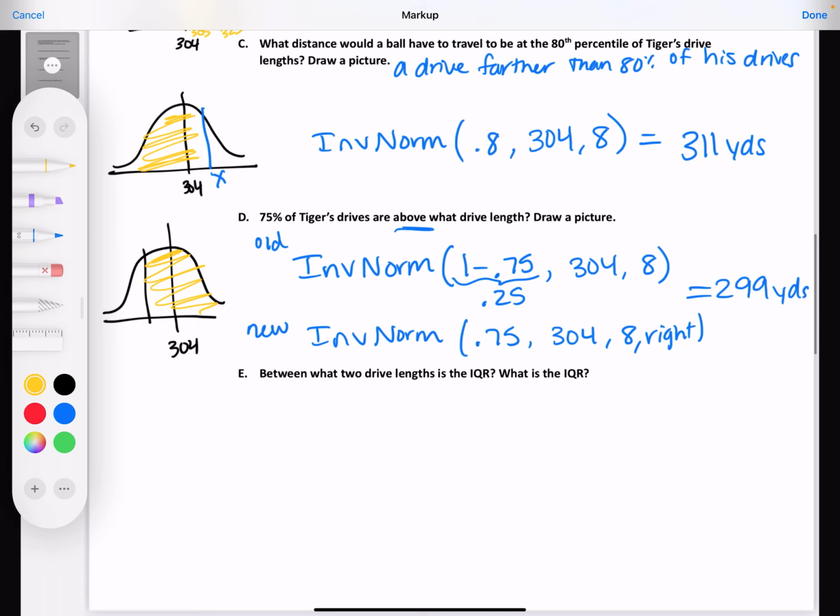Between what two drive lengths is the IQR and what is the IQR? So the IQR is what in general? The middle what? Which is what percent? 50%. So the middle 50% is going to be 25% to 75%. So that's what the first part is asking. So 25% and 75%.